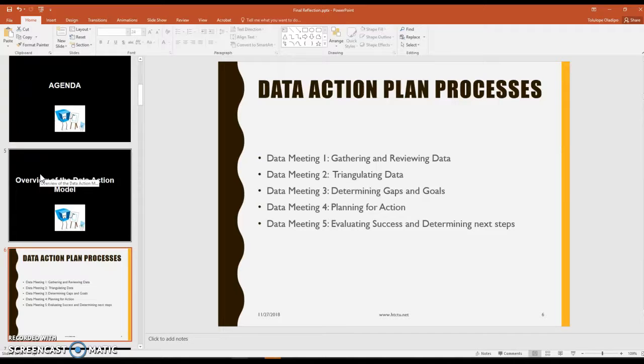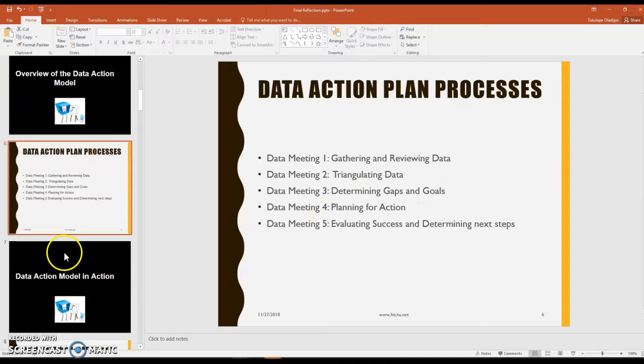Also, the data action model entails three stages. The first stage has to do with gathering and reviewing of data, and then you identify the gaps in the data. The gaps could be learning gaps and instructional gaps, and then there's planning and evaluating actions. These three stages ended up in 5 meetings. Here you can see meeting 1 was about gathering and reviewing data, and then meeting 2, where you triangulate the data, and then meetings 3, 4 and 5. In meeting 4 the team planned for action, and in meeting 5 we evaluated sources.